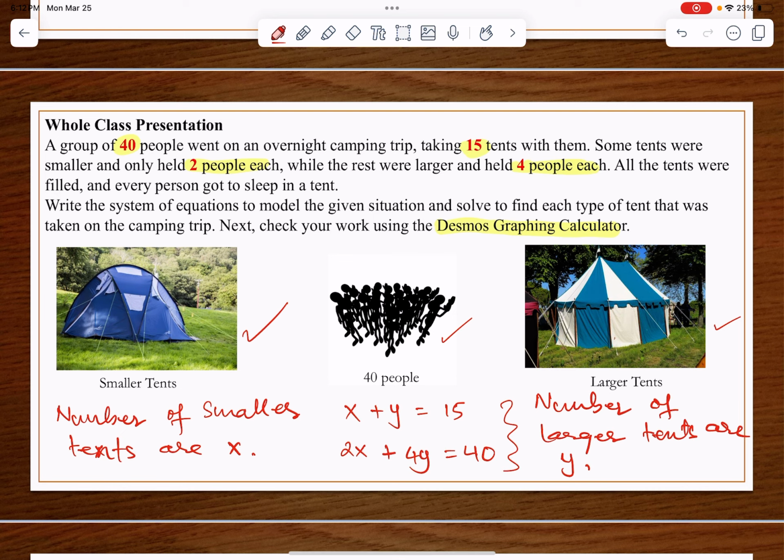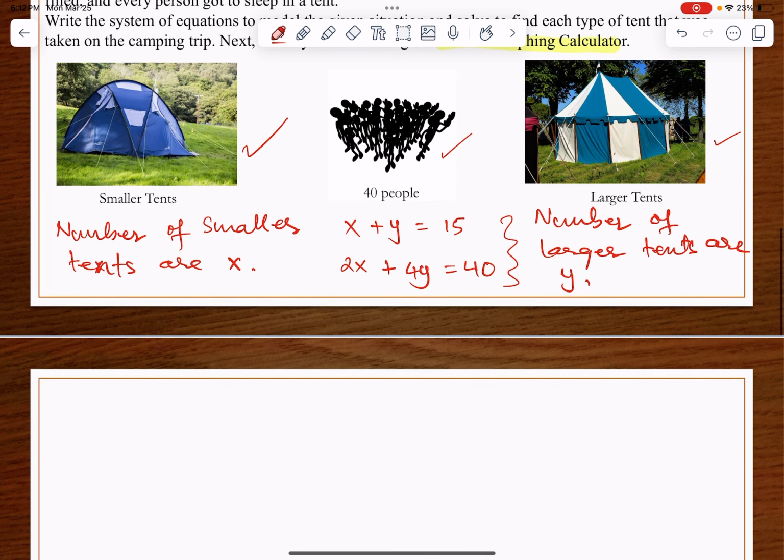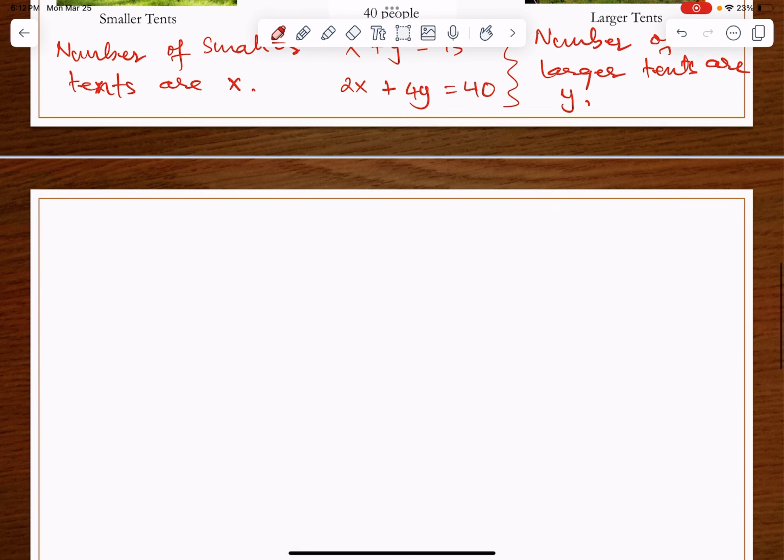Now our job is to solve them algebraically. So let's go ahead and solve them. Let me write down the equations here. The first equation is x plus y equals 15, and the second equation is 2x plus 4y equals 40.